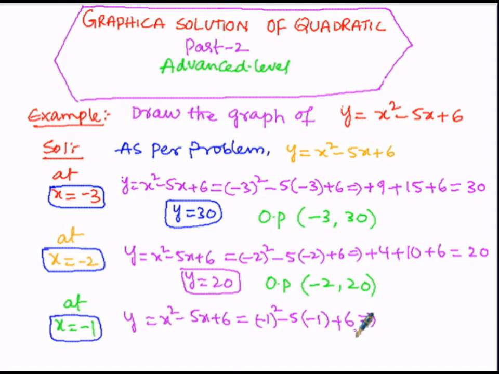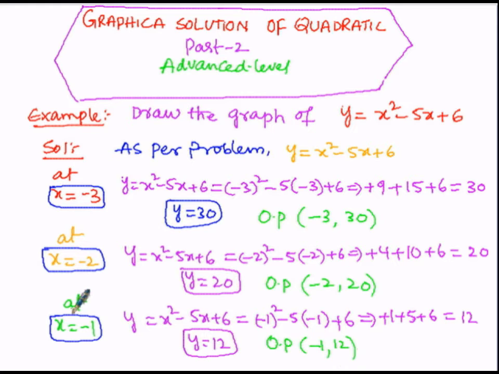So that implies minus 1 whole square. So minus repeatedly multiplied twice. So minus into minus is plus, then 1 square value is 1, minus of minus will be plus, then 5 ones is 5, then plus 6 must be written as it is. So that equals 1 plus 5 is 6, 6 plus 6 will be 12. So in this manner we got the y value as 12. Then the third ordered pair is, when x is minus 1, we got the y value as 12. Therefore, the ordered pair is minus 1 comma 12.